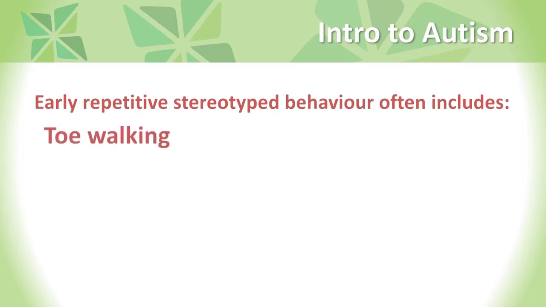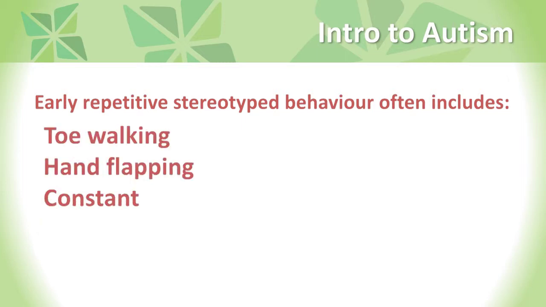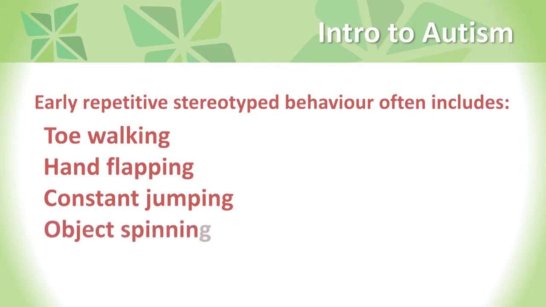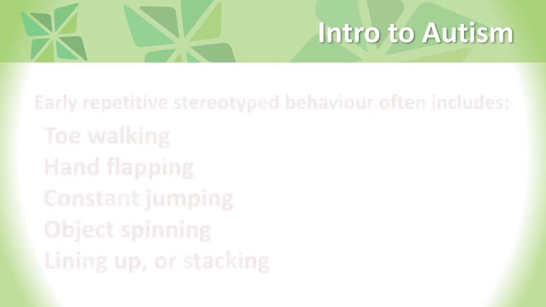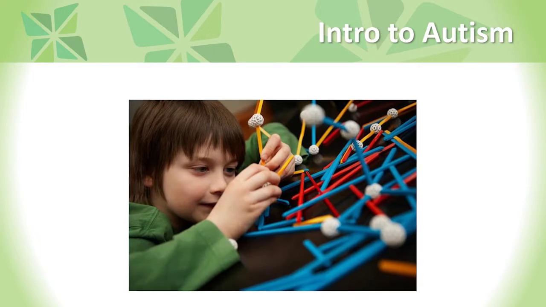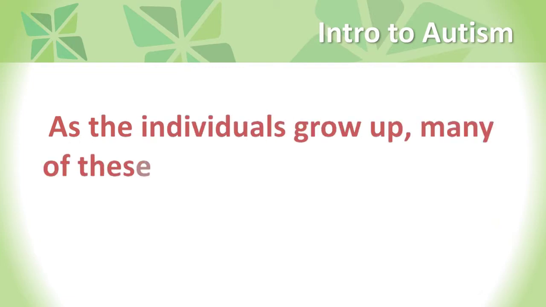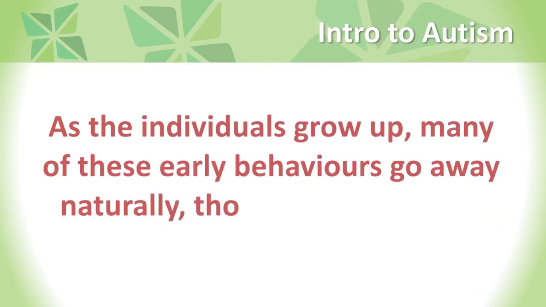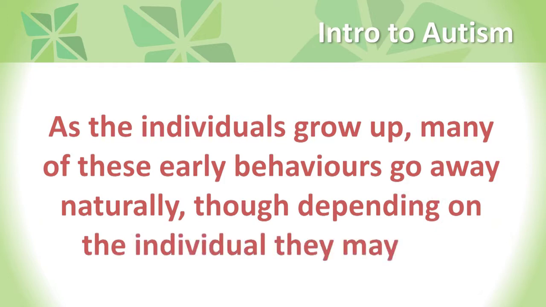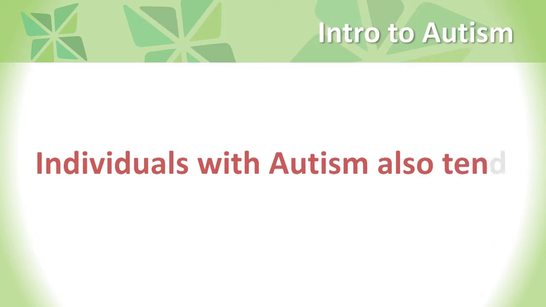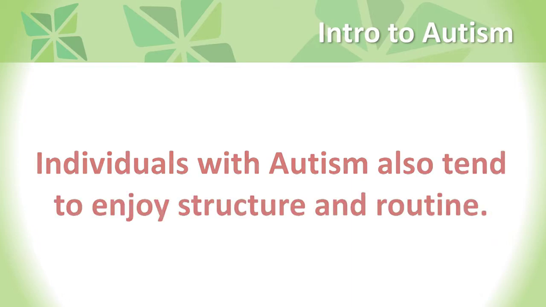Early repetitive, stereotyped behavior often includes things such as toe walking, hand flapping, constant jumping, object spinning, lining up, or stacking. They may also focus specifically on one facet of a toy and never explore the other features. As the individuals grow up, many of these early behaviors go away naturally, though depending on the individual, they may not. Individuals with autism also tend to enjoy structure and routine.